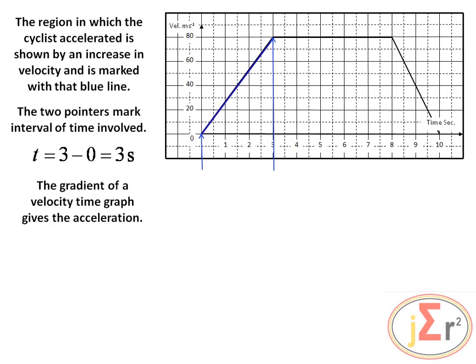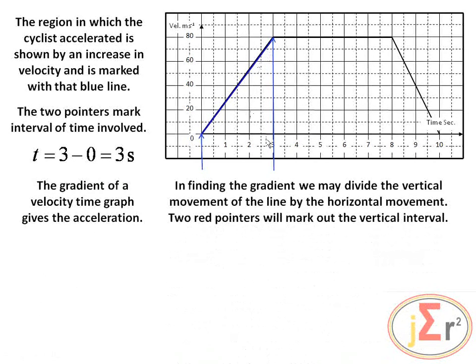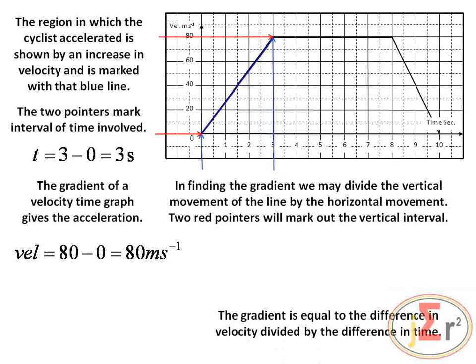The gradient of a velocity time graph gives the acceleration. In order to find the acceleration, we therefore need to find the gradient of that line that slopes right here. In finding the gradient, we may divide the vertical movement of a line by the horizontal movement. 2 red pointers will mark out the vertical interval. So that is 80 minus 0, which is 80 meters per second.